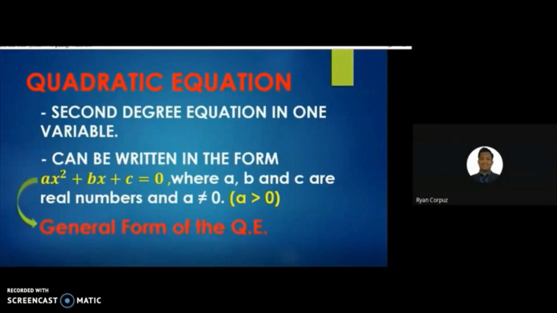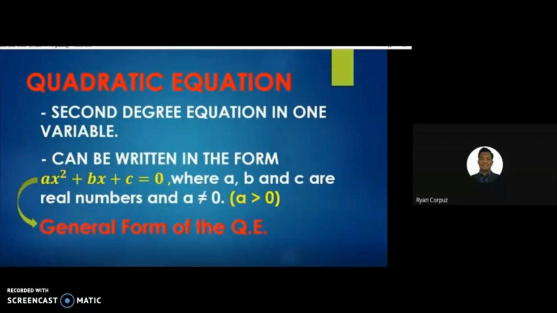So in that equation, ax squared plus bx plus c is equal to 0, that is what we call the general form of the quadratic equation. Again, it's the general form of the quadratic equation. By the way, it is a quadratic equation if your a is greater than 0, because we are only focusing on quadratic equations whose a is positive. I'm not saying that if your a is negative, it's no longer a quadratic equation. We are only going to focus on quadratic equations whose a is positive. That's why a is greater than 0.